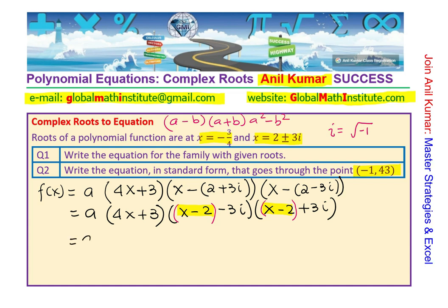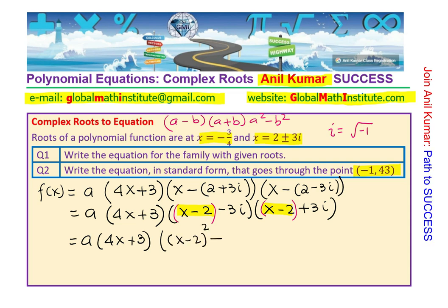So let's continue. You got a times 4x plus 3. At this stage, I hope all this is known to you. So we have here a squared, which is x minus 2 whole squared, minus b squared, which is 3i whole squared, correct? So we have multiplied the second and third terms. We are left with a times 4x plus 3, the first term, and then the second and third terms. We can expand and simplify this.